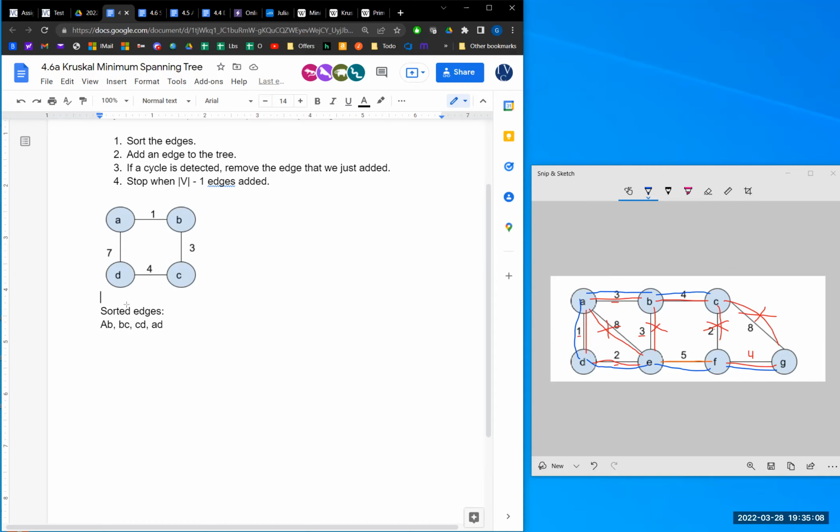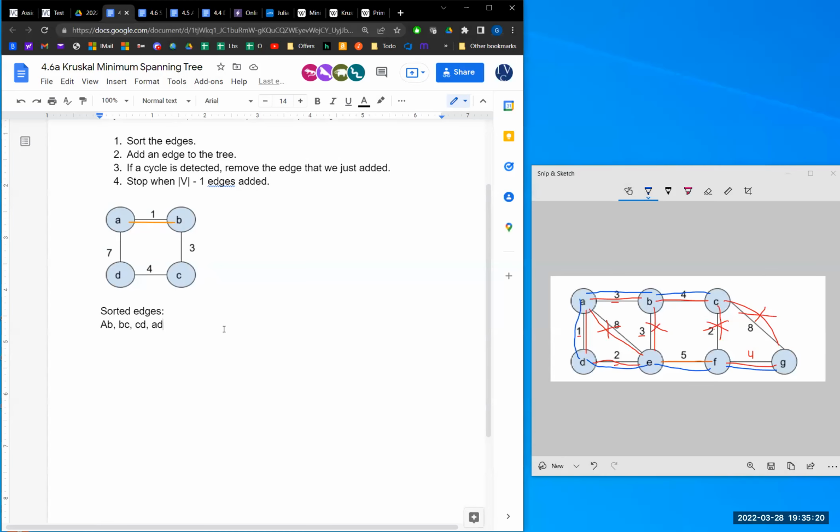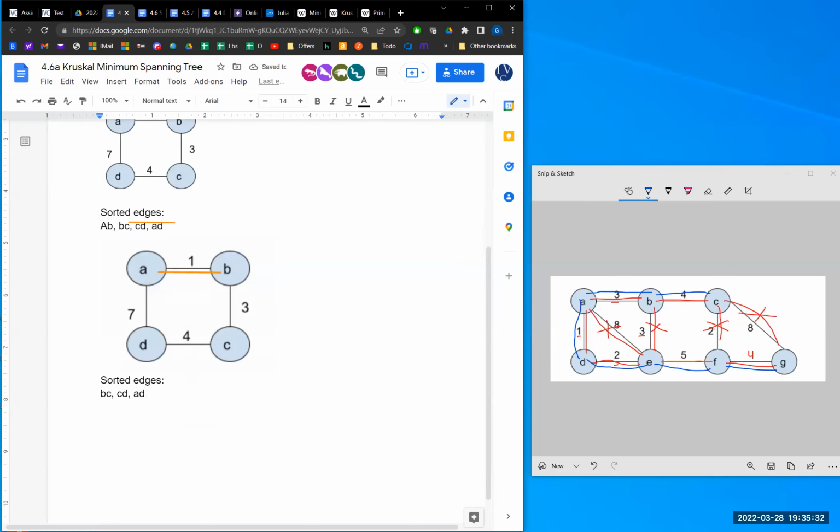We'll draw. So adding AB. AB does not create a cycle, so the edge is added just fine, and we'll go ahead and process along. Sorted edges is the same thing, just one fewer edge available to process. Then we'll add BC. BC does not create a cycle, so we're done with that.